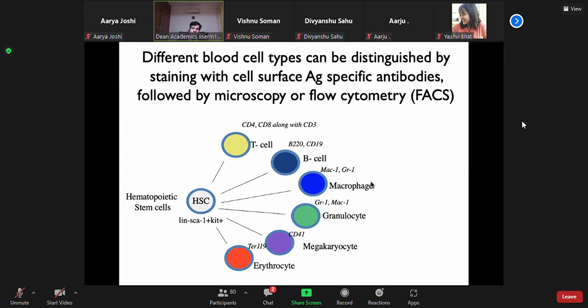So let's actually talk about this slide. The purpose of this slide is that you can distinguish different cell types of your immune system based on what they express on their surface. This can be achieved through flow cytometry, or even microscopically. You just have to stain these cells with an antibody against these molecules. Let's say you start with hematopoietic stem cells.